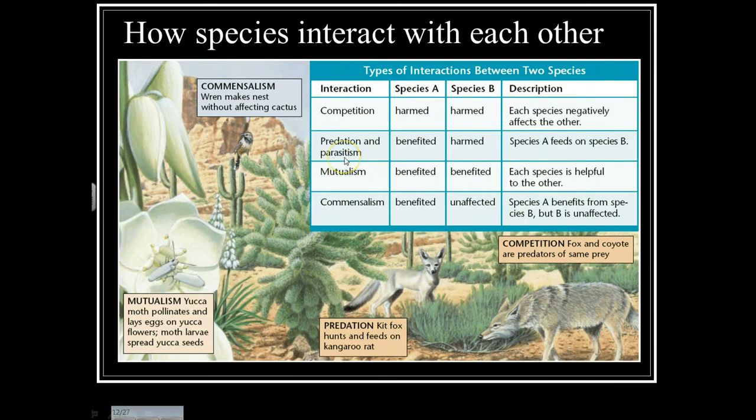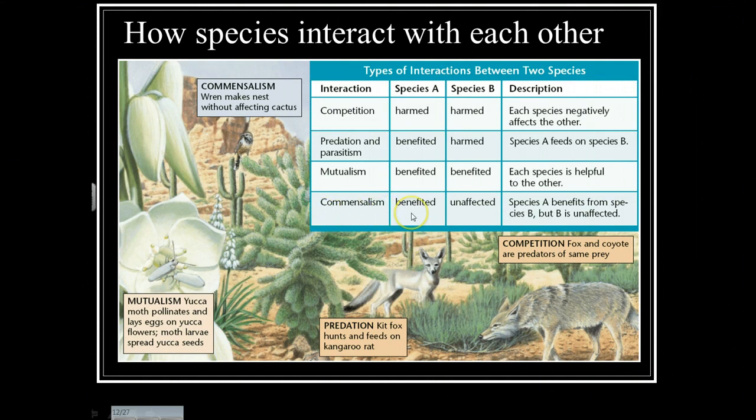Parasitism works the same way, and your book makes a point when we look at the stuff in the textbook tomorrow in class. We will be considering the similarities between these two. Mutualism is kind of nice. Both species benefit. Each species is helpful to the other. Here they show you the yucca moth pollinating and laying eggs on the flower, and then the moth larvae actually spread the seeds. So they work together, and both come out better for having interacted with each other.